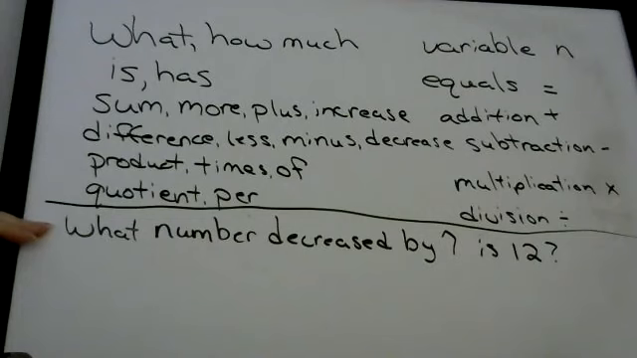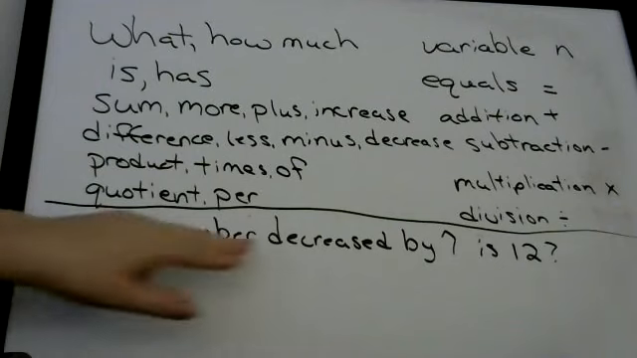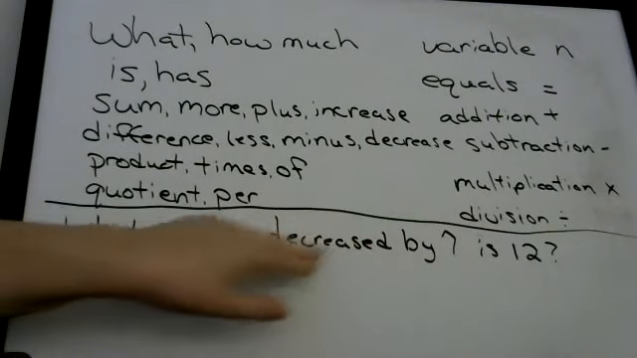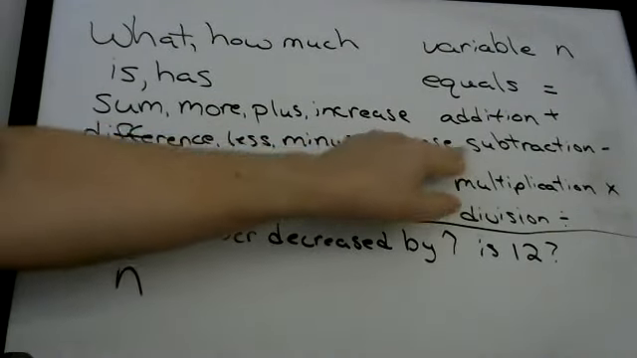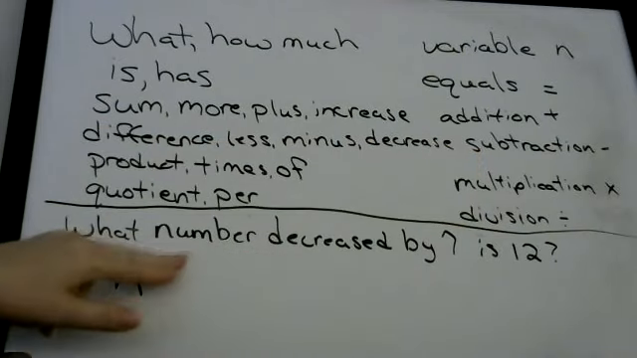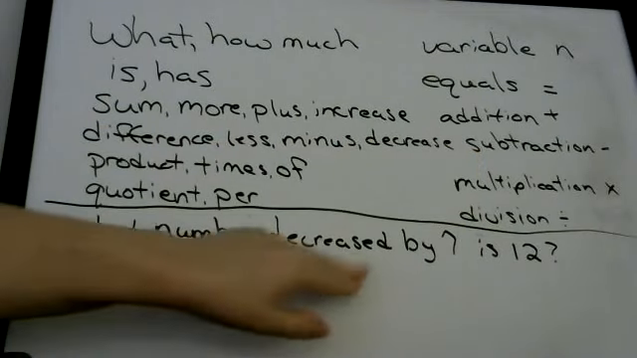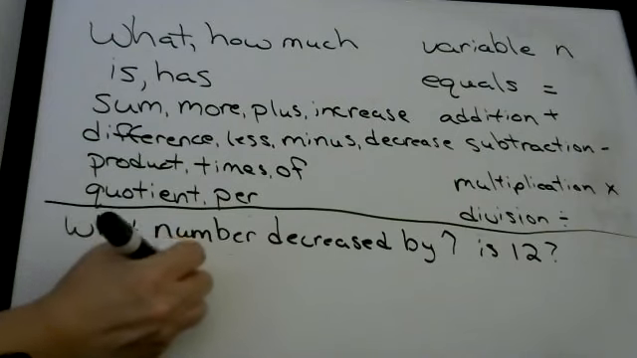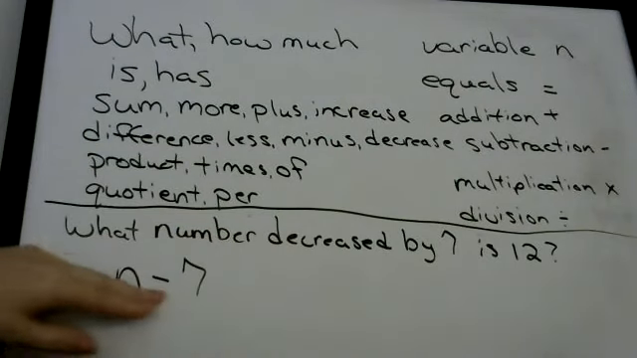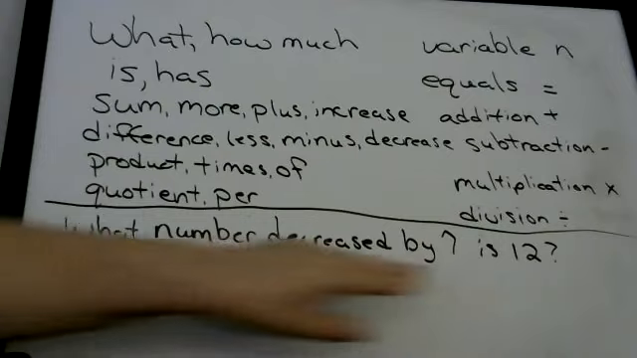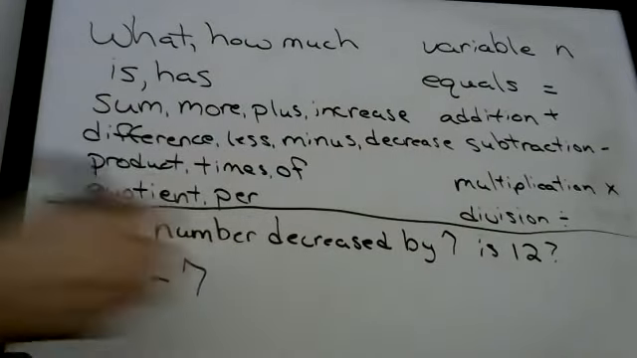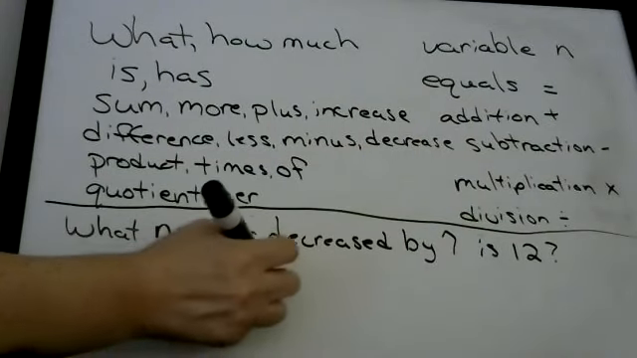This one now says, what number decreased by 7 is 12? So let's use our words here. What is our variable? What number decreased by 7. Decreased means we're going to have some sort of subtraction. So what number decreased by 7? n minus 7, decreased by 7, is means equals 12.